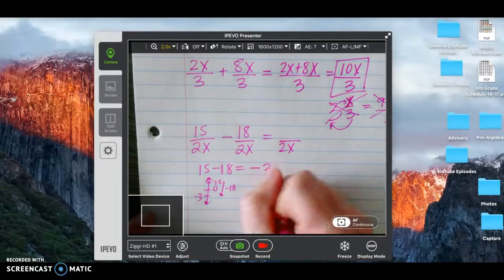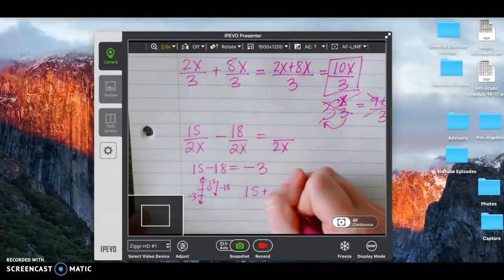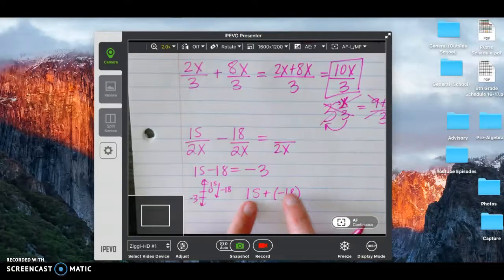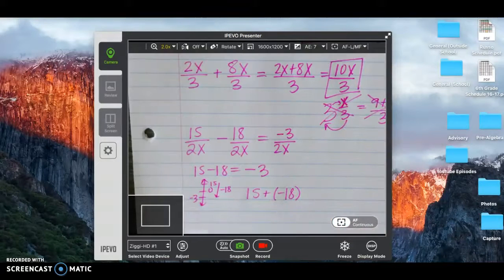If you want to use KFC, we keep our 15, flip our subtraction to addition, and change 18 to negative 18. So now we're adding a negative and a positive, which really means we're subtracting. However you want to think about it. But that will give us negative 3 over 2x.